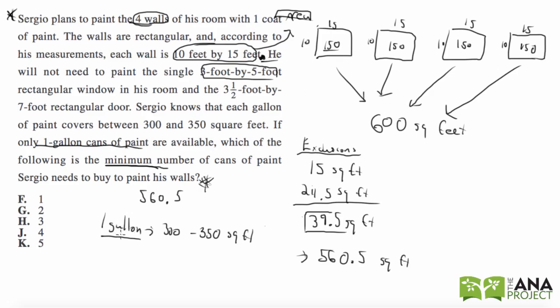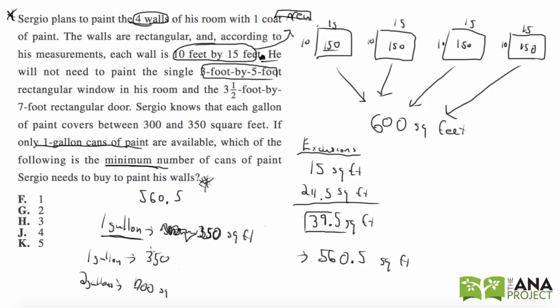Well, if we want to know the minimum, we want to use obviously not 300, but 350 square feet because we want as much paint available per can to find the minimum. Now, if it said maximum, we'd use 300, but they're asking for the minimum. So 1 gallon of paint would cover 350. 2 gallons of paint would cover 350 times 2, which would be 700 square feet.